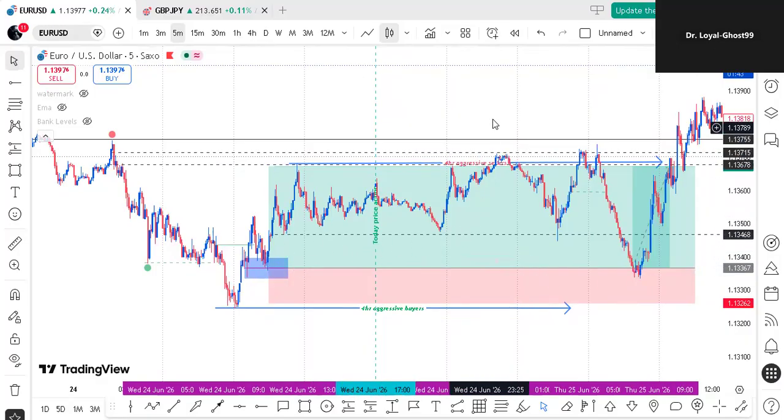So that is it. Ranges, structure, shift confirmations. Then you wait and see what happens next. All right.